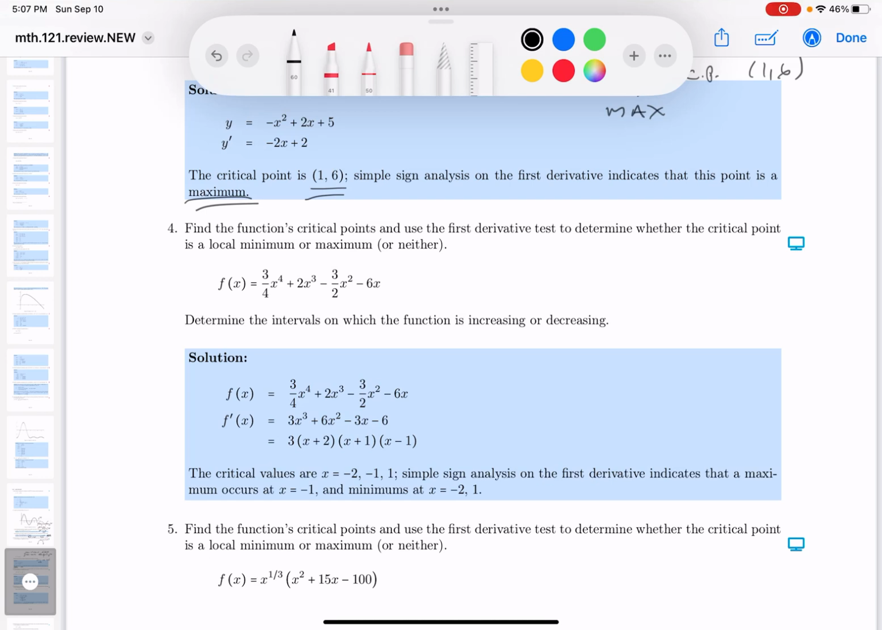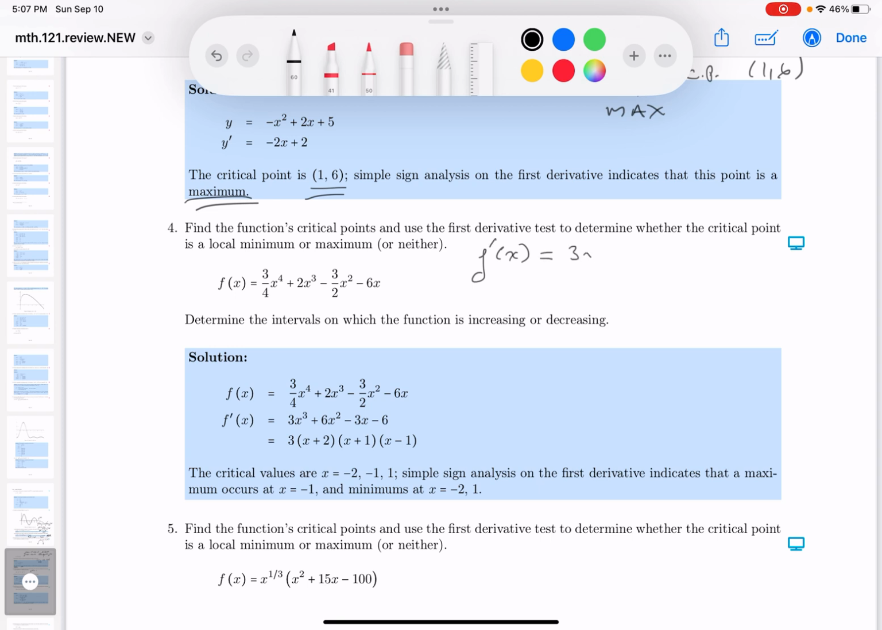Okay, for number 4, it's a fourth degree polynomial, and I'm looking for critical points and min-maxes, all right? So looking at it, yeah, it might be hard to graph, but I'm not going to graph that. I'm going to say f of x is given. Let's write down f prime. What do you get there?